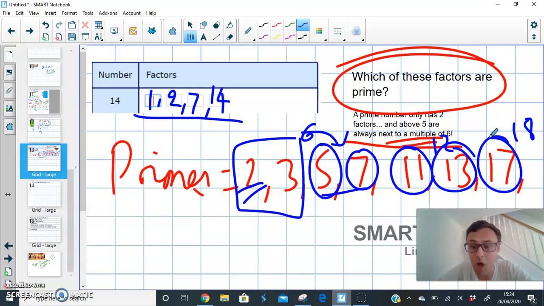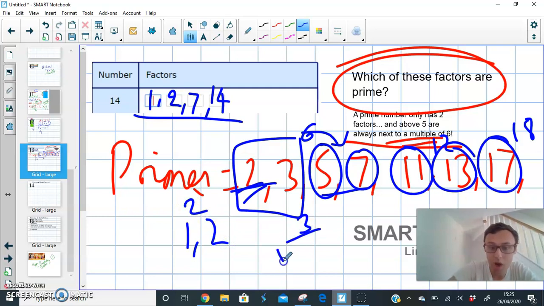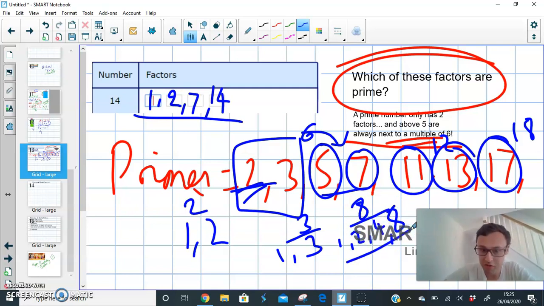Okay, but a prime number only has 2 factors. So the factors of 2 are 1 and 2. The factors of 3 are 1 and 3, whereas the factors of 8 are 1 and 8, 2 and 4. So as you see how 8 has 4 factors, 3 only has 2.